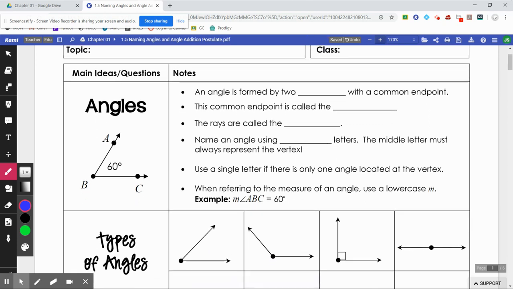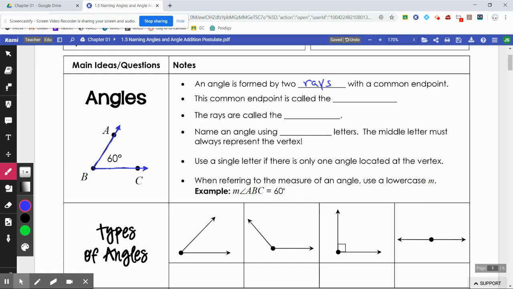Starting with the definition, an angle, which we see here in the picture, is formed by two rays. And remember that a ray starts at a point and goes forever in a single direction. Now, these could actually be made up of line segments, but we'll go along with this. An angle is made up of two rays with a common endpoint. Notice what I mean by common endpoint. Both of those rays start right here at point B.